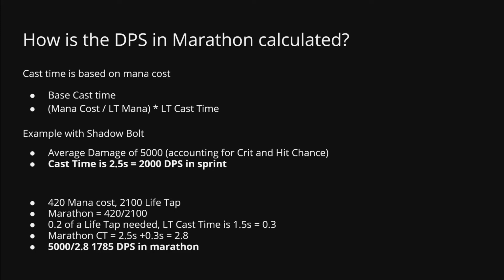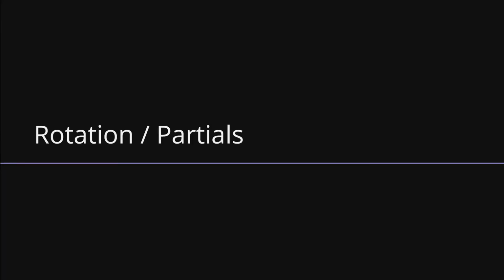Which means the DPS in your marathon phase for your Shadow Bolts on average is a bit lower than it is in sprint. In sprint you have 2,000 DPS, whilst in marathon you have 1,785 DPS for your Shadow Bolt in this example. But this is how you can see that, the longer the fight is, the more time you'll spend in the marathon section, because you eventually run out of mana and you need to do life taps more often, which lowers your DPS. So that was one part of it.